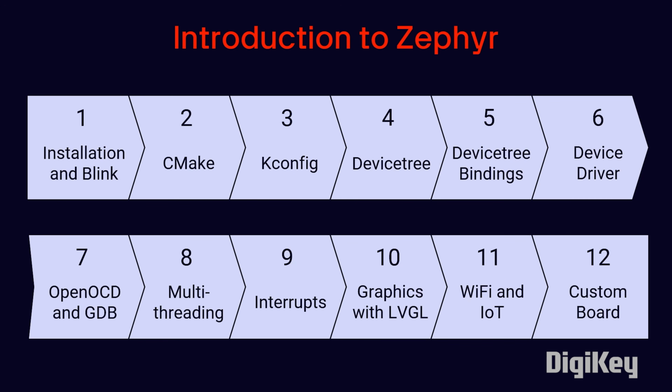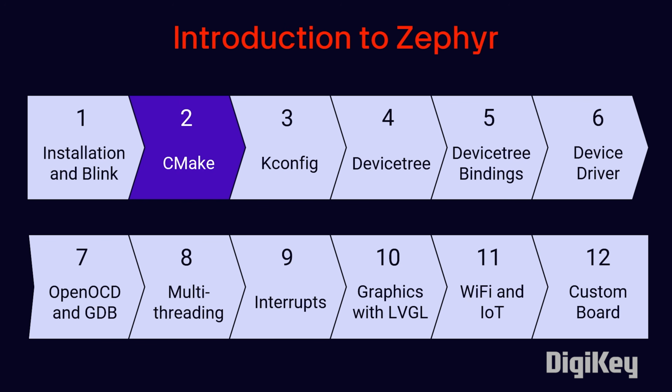Previously, we looked at Zephyr and made a simple blinking LED demo. Now we're going to start building up the different layers and subsystems used by Zephyr to give you a foundation to really start using it. The first of these systems is CMake, which is used widely in software and firmware development.